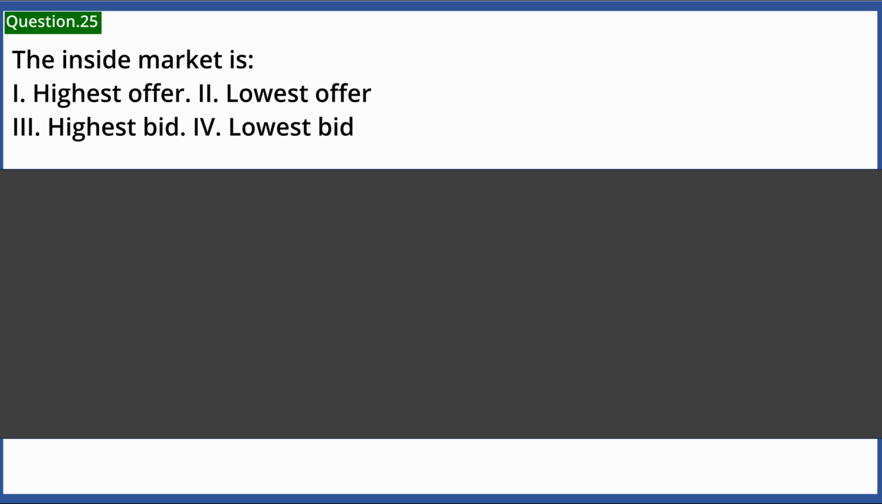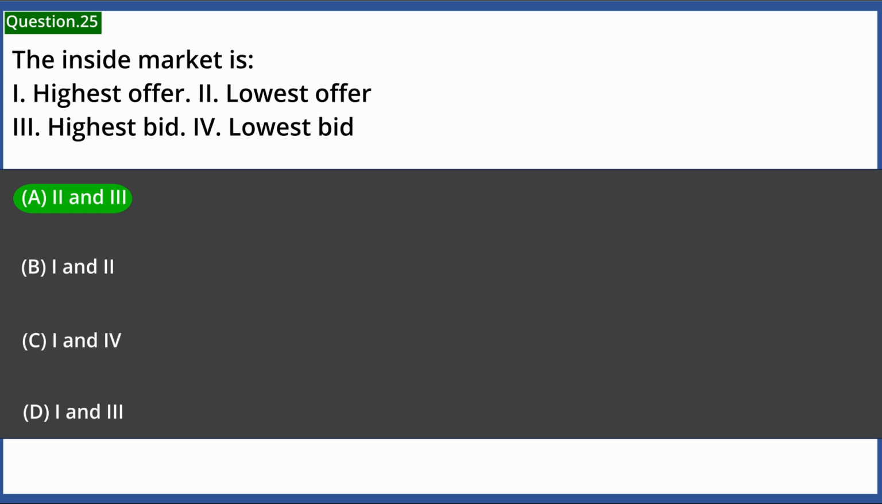The inside market is: 1. Highest offer. 2. Lowest offer. 3. Highest bid. 4. Lowest bid. A. 2 and 3. B. 1 and 2. C. 1 and 4. D. 1 and 3. Answer A. 2 and 3.